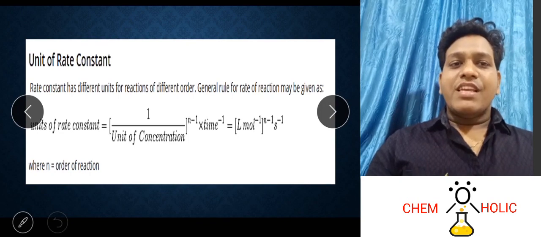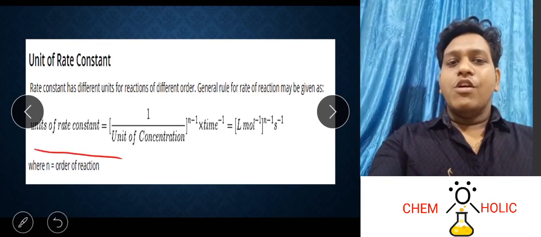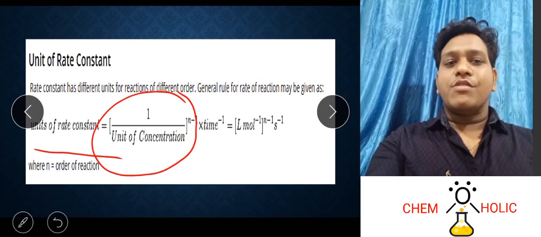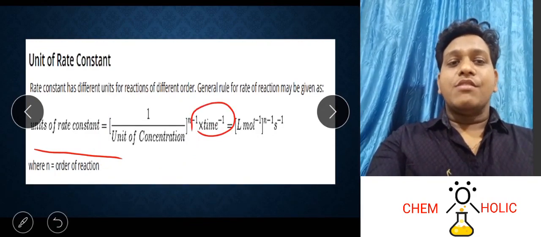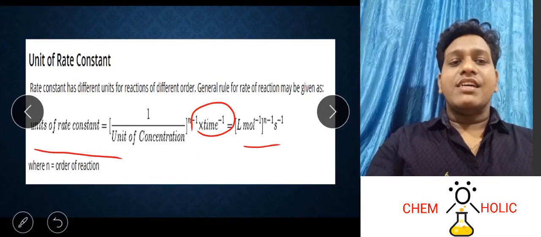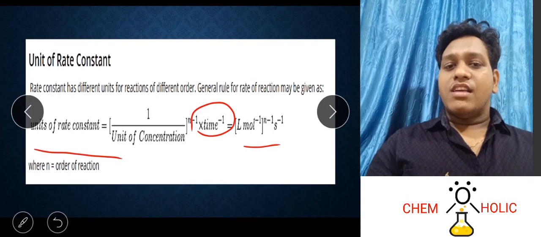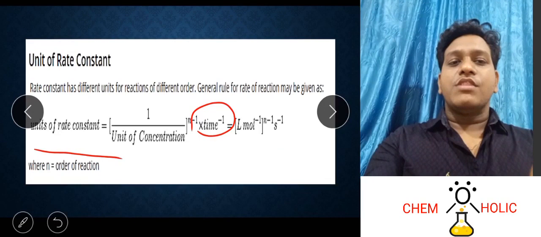लेकिन फिर भी यहाँ पे एक जनरल रूल दिया है कि विद द हेल्प ऑफ दैट रूल यू विल बी एबल टू फाइंड आउट द यूनिट ऑफ रेट कांस्टेंट इज इक्वल टू 1 अपॉन यूनिट ऑफ कॉन्सेंट्रेशन^(n-1) per unit time, you can write that liter per mole per second, where n is order of reaction. So this formula I will suggest you just please note it down.